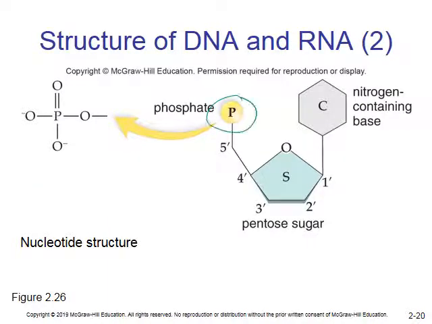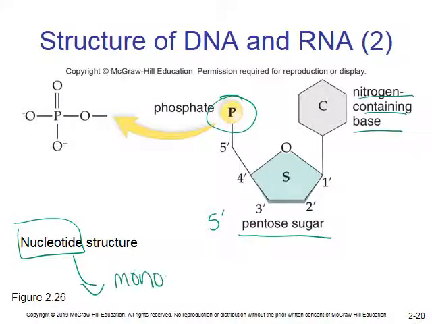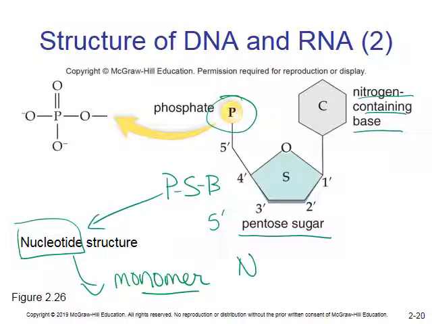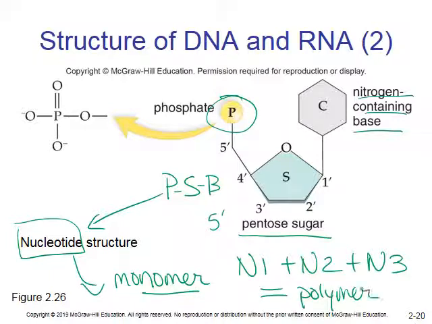So the structure is always a phosphate, a 5-ring sugar. Remember we said in the beginning there are some 5-ringed sugars. And then a nitrogen-containing base. So this is a nucleotide. If you remember, nucleotide was the monomer. So a phosphate, a sugar, and a base make up a nucleotide. That's the monomer. And if I have nucleotide 1 plus nucleotide 2 plus nucleotide 3, that's going to give me the polymer, which is called a nucleic acid.